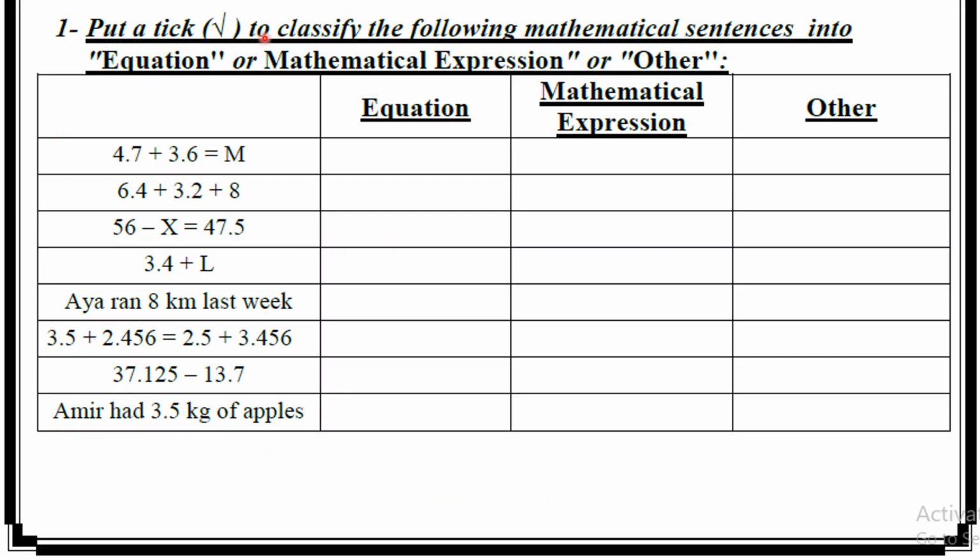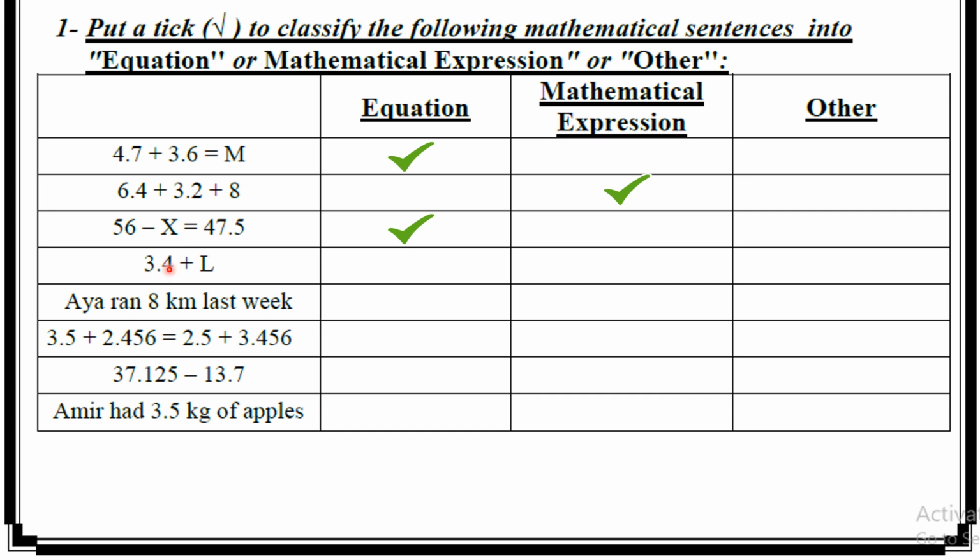Put a tick to classify the following mathematical sentences into equations, mathematical expressions, or others. The first one: 4.7 plus 3.6 equals m. As we said before, when we have an equal relationship, it will be an equation. Here we have 6.4 plus 3.2 plus 8. Here we don't have an equal relationship, so it will be a mathematical expression. Now, 56 minus x equals 47.5. Here we have an equal relationship, so it's going to be an equation.